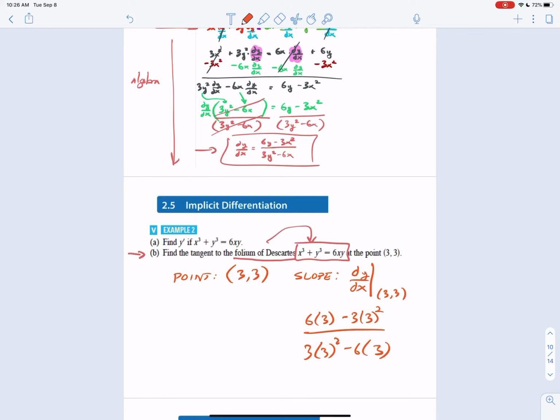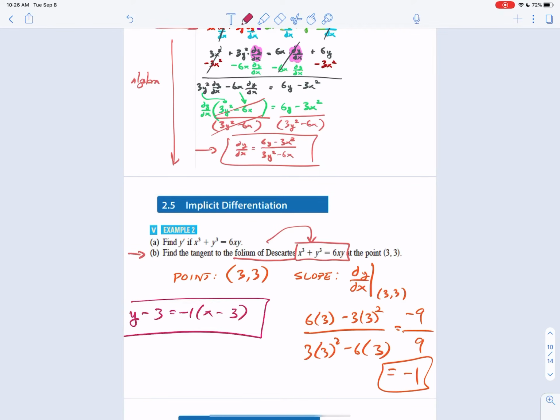This should come out to, oh gosh, what is that? 18 minus 27, negative 9, over 27 minus 18, which is 9. That comes out to negative 1, which is your slope. Okay, do I stop there? No, we go one more step. So y minus y1 equals the slope times x minus the x coordinate. That is your specific slope here, and that is your equation of a tangent line at 3, 3.